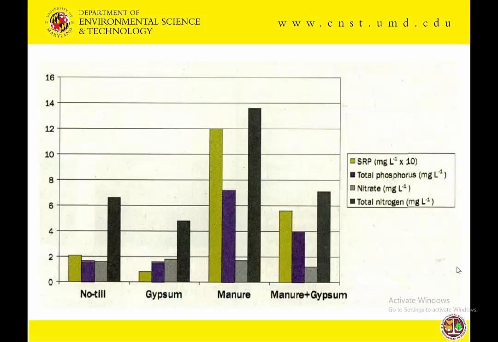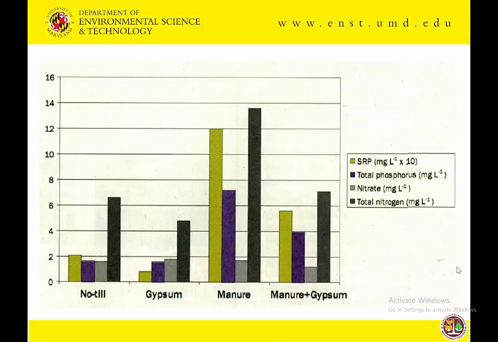So in the no-till situation, remember this is a high P soil, unstated how high, but it's high P. And you can see that you've got about 2 milligrams per liter times 10 of soluble reactive phosphorus, and you also have total phosphorus coming off your no-till field. No surprise if it's a high P soil. Gypsum decreased the soluble reactive P by about 50%. Not much of an impact on the total P.